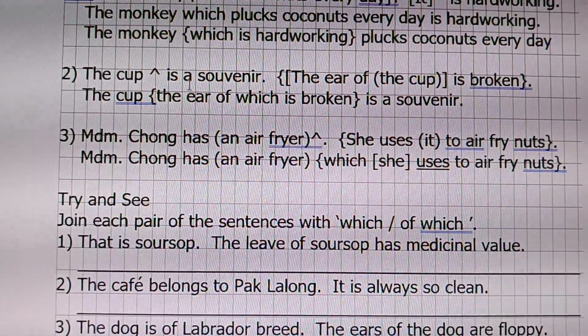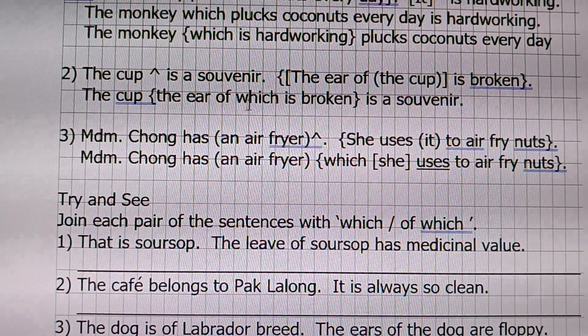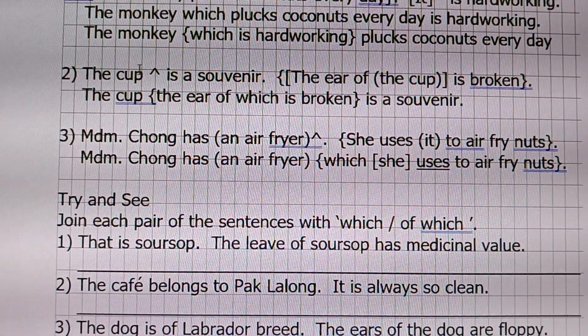The cup is a souvenir. The ears of the cat is broken. So immediately we know this is the subordinate clause. So the ears of which means the cup, right? We don't want to mention it again. We use a pronoun in place of the cup. The cup, the ears of which are broken, is a souvenir. The main clause is the cup is a souvenir.